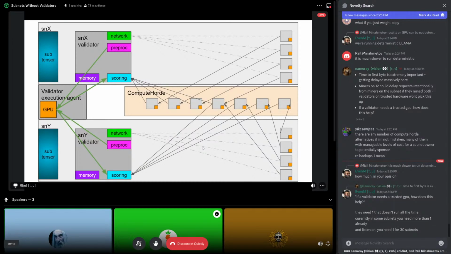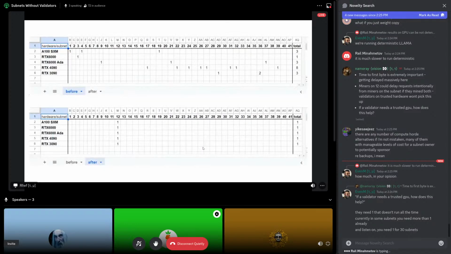And this allows a validator to have one GPU per type per entire Bittensor rather than one GPU per subnet, as shown on this slide.